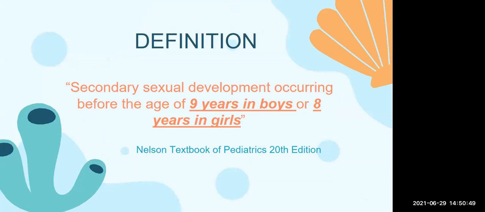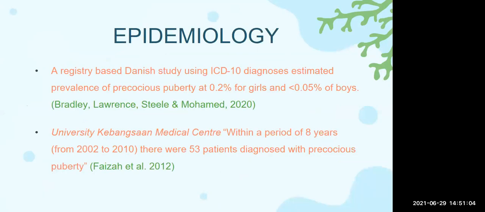So, precocious puberty. Precocious puberty is when there is secondary sexual development occurring before 9 years in boys or 8 years old in girls. Okay, next.